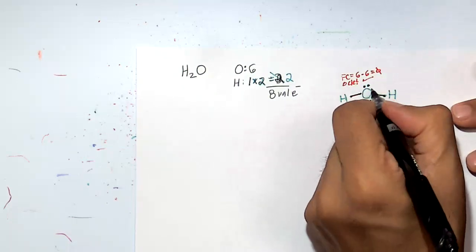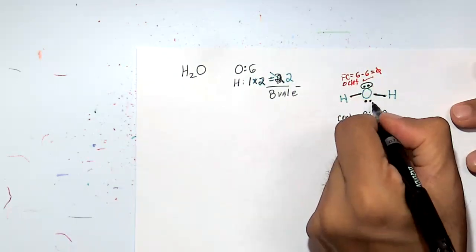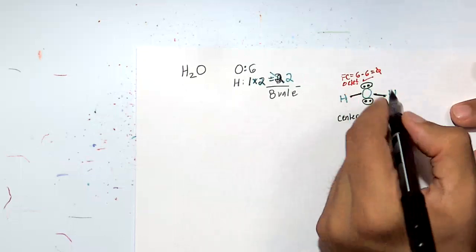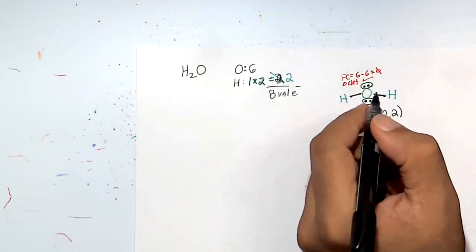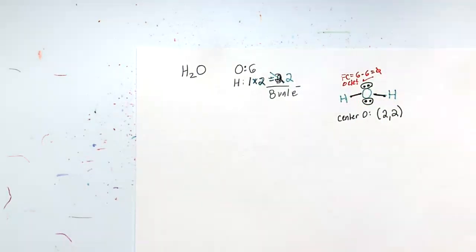How many bonds, how many lone pairs? Lone pair 1, lone pair 2. 2 bonds, 2 lone pairs. You see that? 2 bonds, 2 lone pairs. So what's the geometry? 2 bonds and 2 lone pairs.